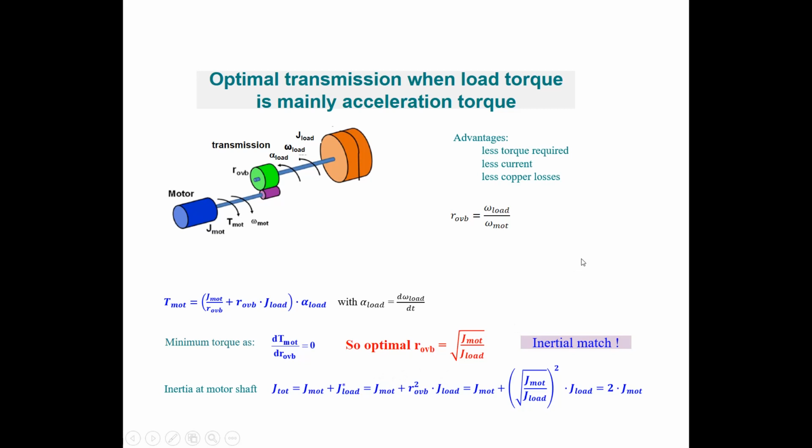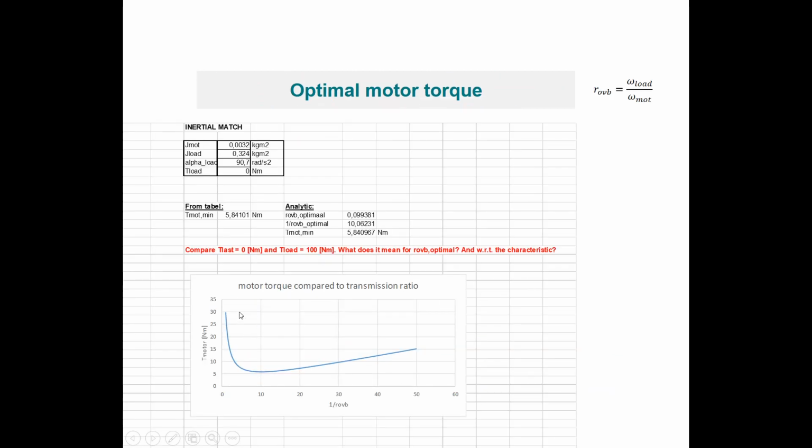But now let's look to a real case. And in that real case, I want to show you if this expression is really that stringent as what we calculate over here. So I've made a drawing in which ROVB is my variable, and at every ROVB value, I calculate the motor torque. And on a horizontal axis, I've put 1 over ROVB, so this is a transmission with a transmission ratio of 1 over 10, and this one 1 over 20, this one is 1 over 30, etc. And when you calculate the motor torque for all of these values, you see this as a curve.